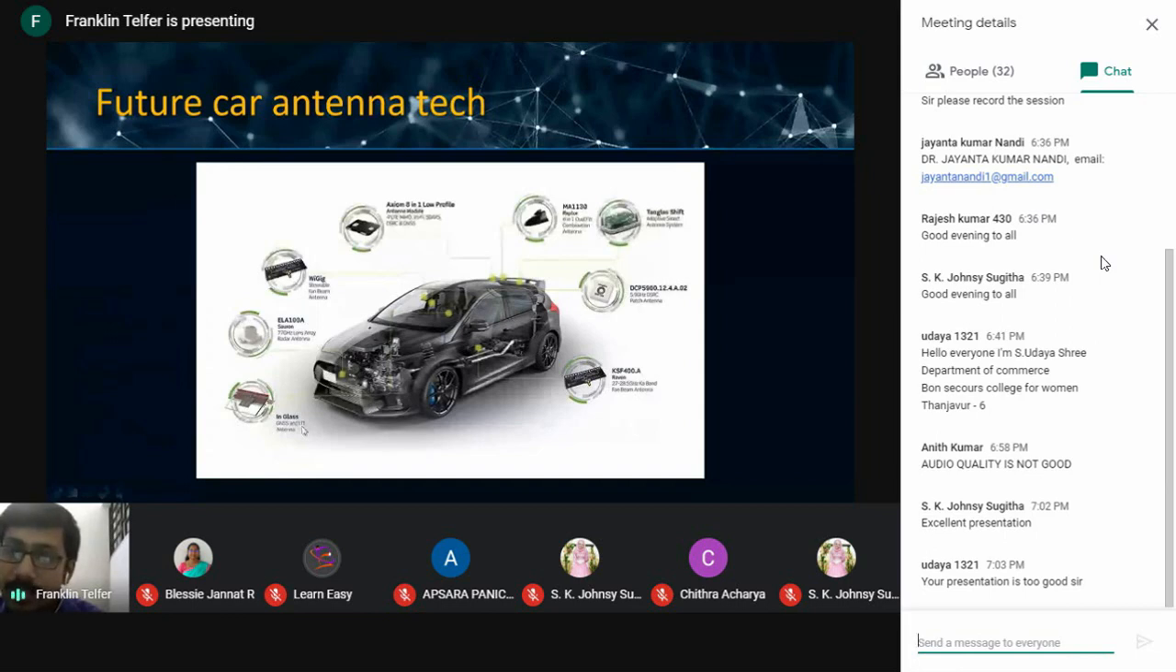So we have seen these types of antennas, the radar antenna. See the frequency, 77 gigahertz. Here we have a wide steerable fan beam antenna. This fan beam represents the radiation pattern. So this pattern will be in the shape of a fan.